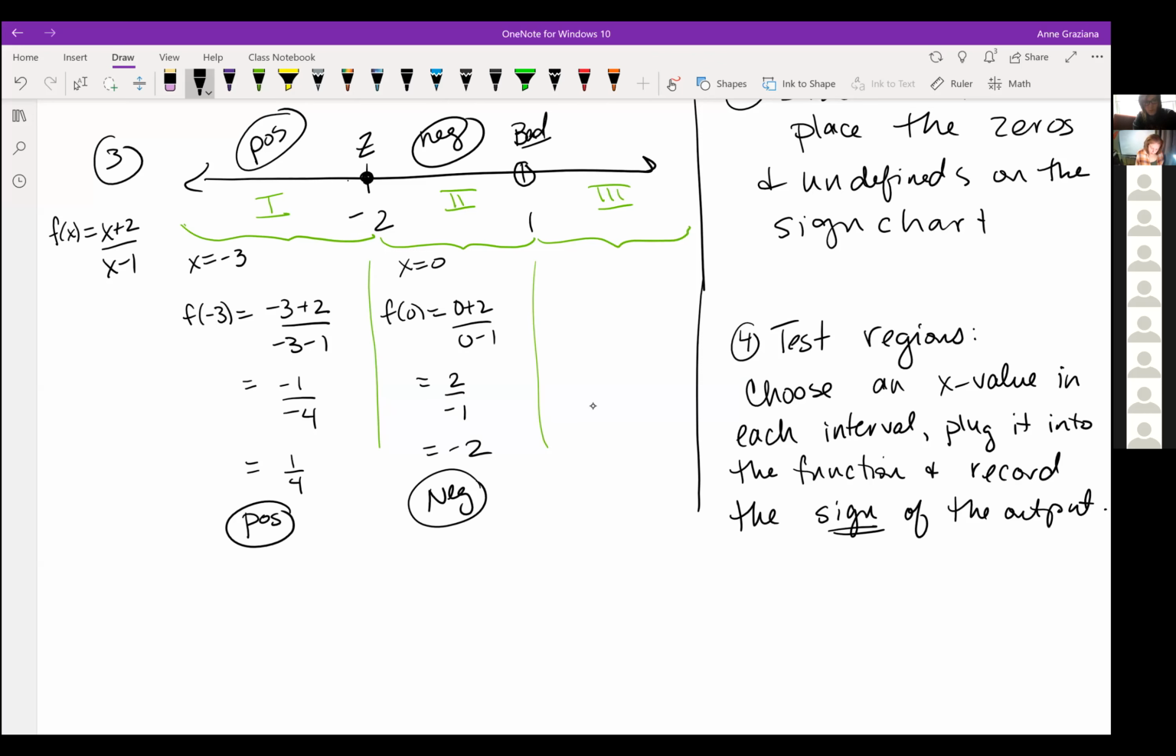So this region is going to have negative outputs. Now my third region, I just got to pick something bigger than 1, so I'm going to pick 2. So f of 2 is 2 plus 2 over 2 minus 1, which is 4 over 1, which is a positive 4. So that region is positive. And now we have a sign chart. We didn't even need the graph. Any questions about that?